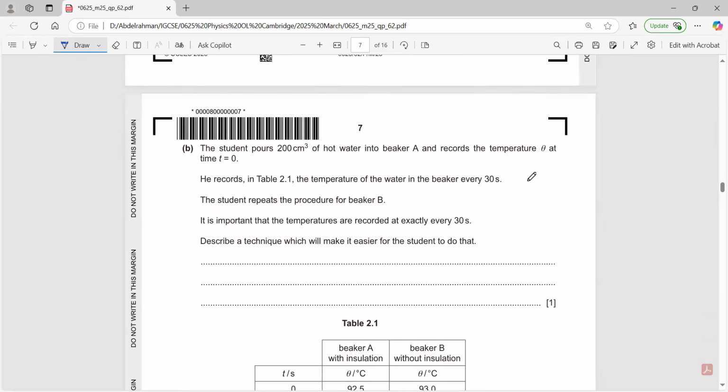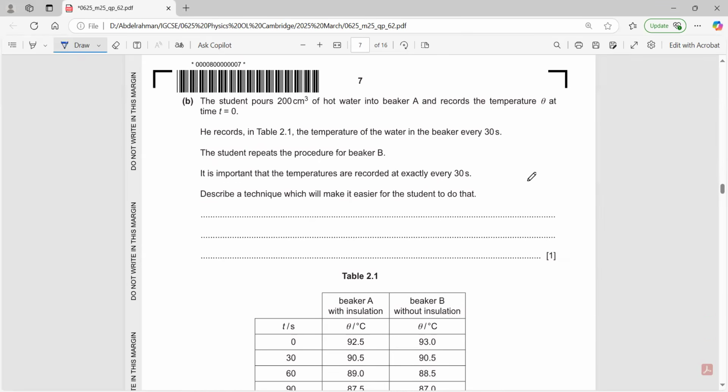The student pours 200 centimeters cubed of hot water into the beaker. He records the table and repeats the procedure for B. It's important that the temperatures are recorded exactly every 30 seconds. Describe a technique which will make it easier for the student to do that. So how can he exactly record the reading every 30 seconds? Well, by simply leaving the thermometer in the water. He can leave the thermometer in the beaker.